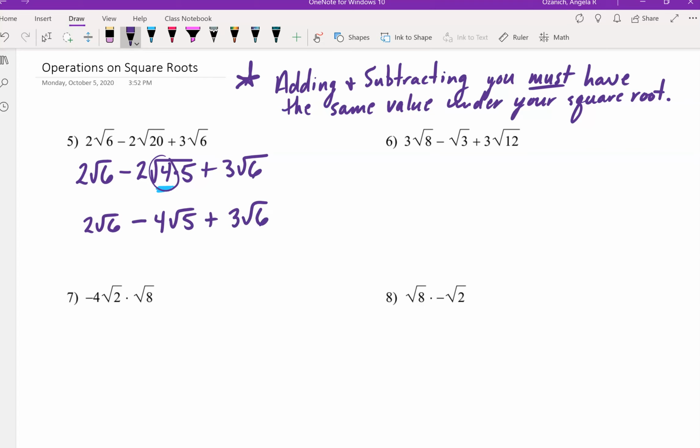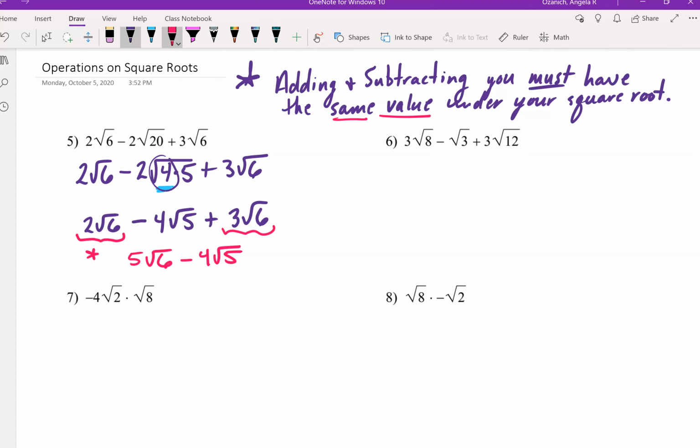So keep in mind here, if we're adding and subtracting, we have essentially 2 root 6s plus 3 root 6s, which gives us a total of 5 root 6. And then the minus 4 root 5 cannot be combined because what is underneath the radical is not the same value. And so that is your final answer right there in red. That's as far as we can take it.